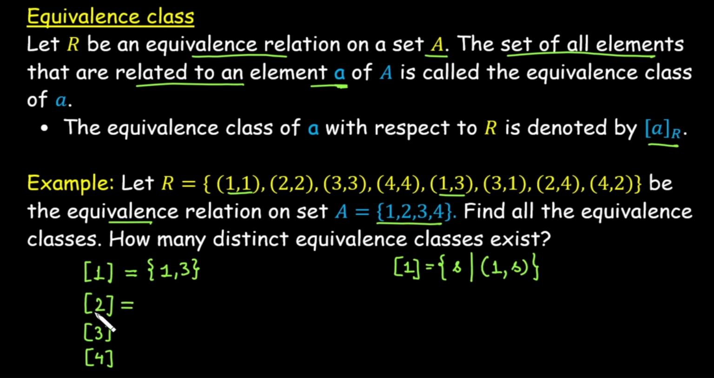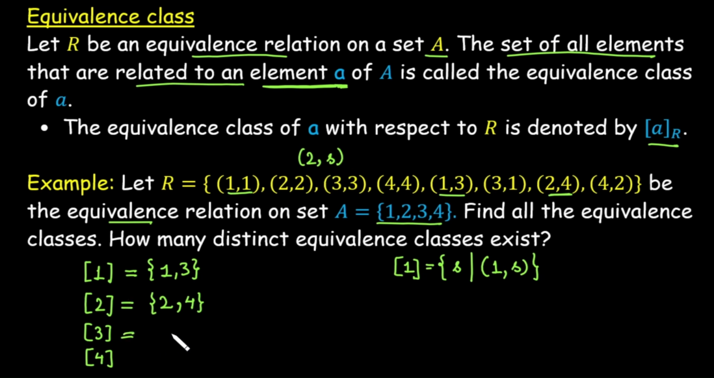Similarly, we can find the equivalence class of 2. So collect the ordered pairs of the form (2, S). The S value in this case is 2, and the pair of the form (2, S) here means the S value is 4. Collect them in one set, that is the equivalence class of 2. Now read the sentence again: the set of all elements that are related to the element A, that are related with 2.